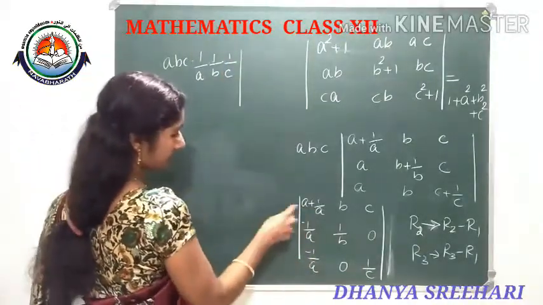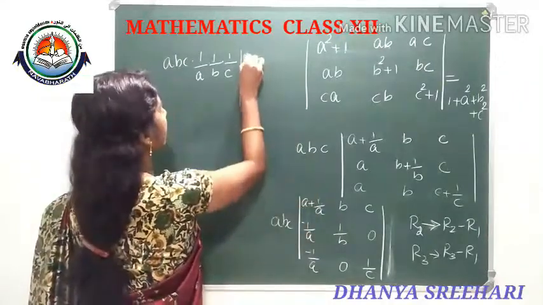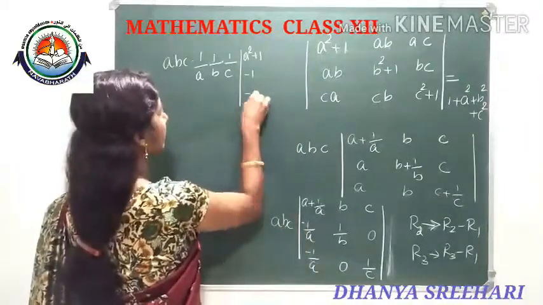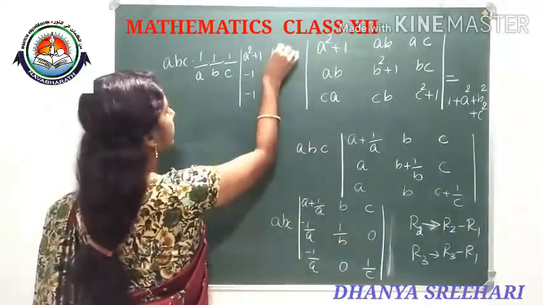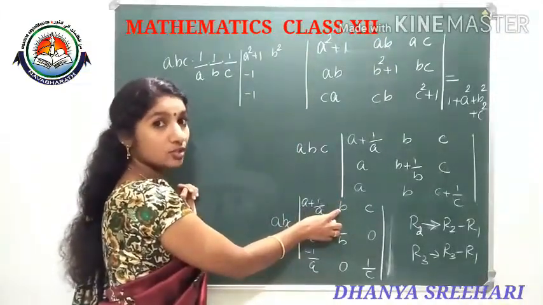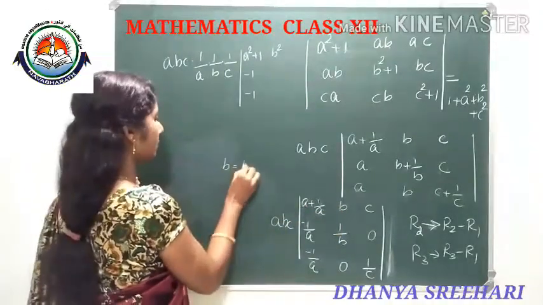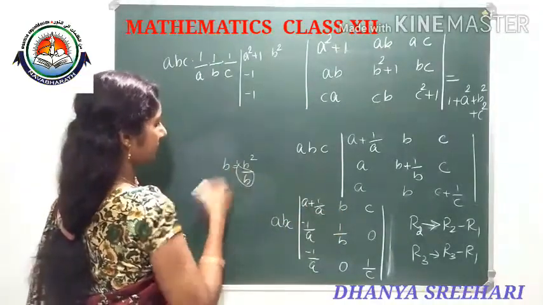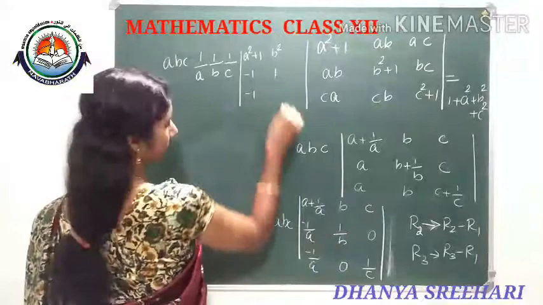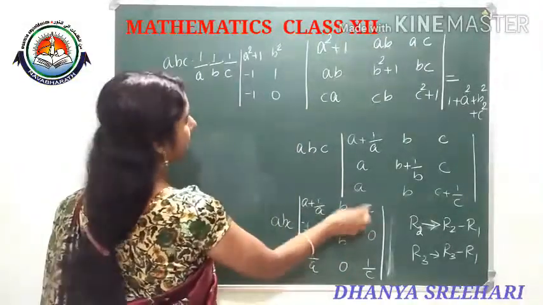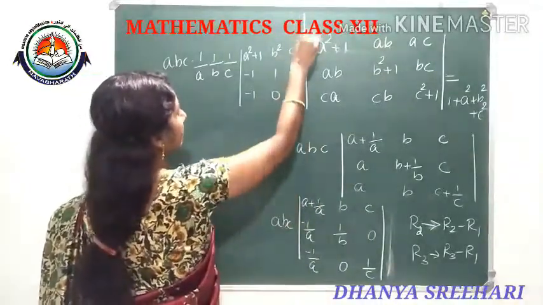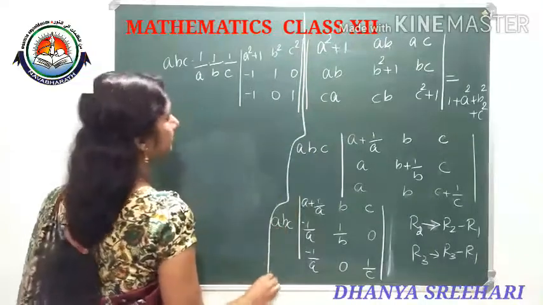And now the determinant will come. 1 by A we took it outside. So it will come A square plus 1, A square plus 1. This is minus 1. This is also minus 1. And from here B square, because B is B square by B. So we took 1 by B outside. So B square will be there. So B square, this is 1, this is 0. And from here C square, 0, 1. So we got like this. Okay.